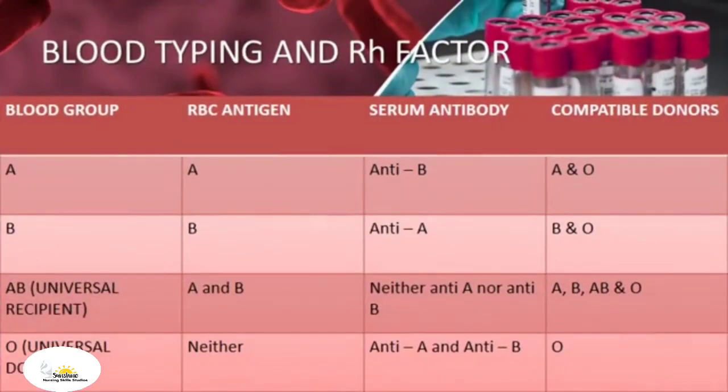And coming to the next factor, that is blood grouping and typing. In this, we have 4 types of blood group, that is A, B, AB and O. And for each type of blood group, there is an RBC antigen, that is A, B, A and B. And for O blood group, there is no RBC antigen. And coming to the serum antibody, blood group A will have anti-B antibodies, B will have anti-A antibodies, AB will not have any antibodies in it, and O will have both the antibodies anti-A and anti-B. And hence AB blood group people are called as the universal recipient and O is called as the universal donor.